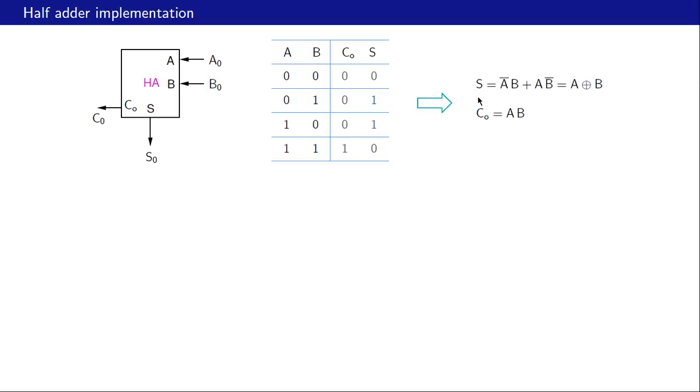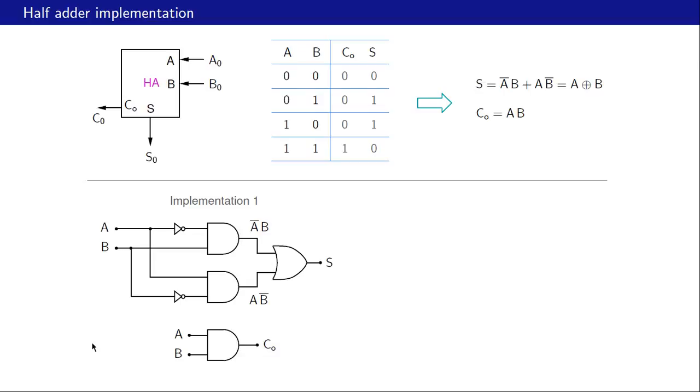So this S turns out to be A bar B plus AB bar. This term is A bar B and this term is AB bar. And that is essentially the XOR operation. And the carry out function is 1 only for this condition. So therefore that is A and B.